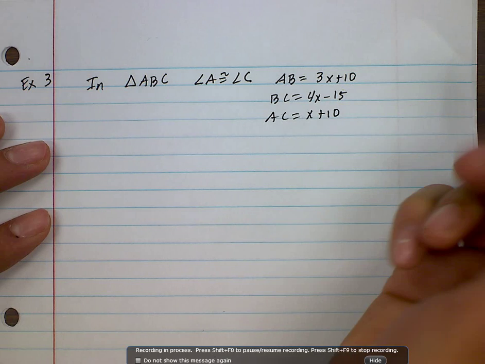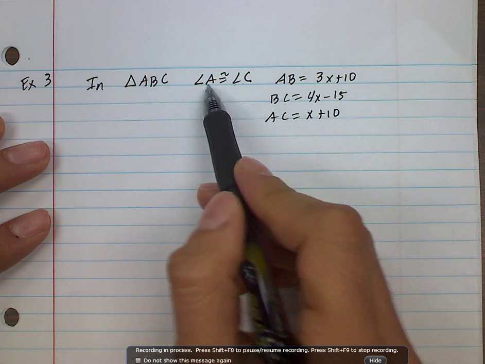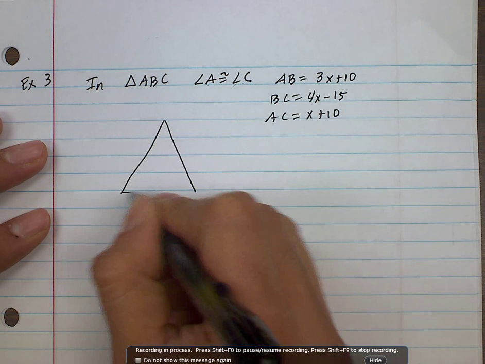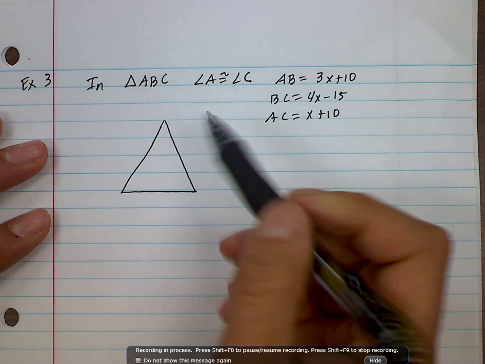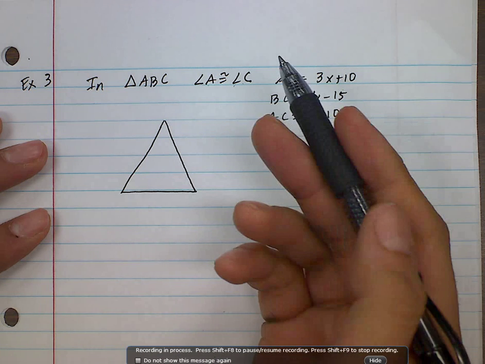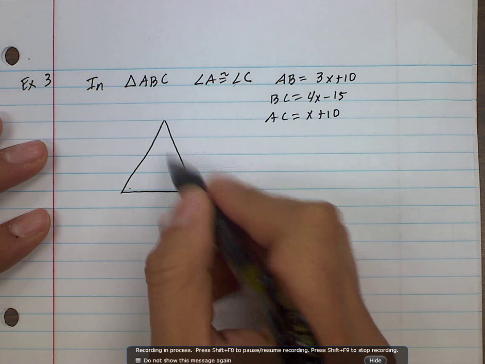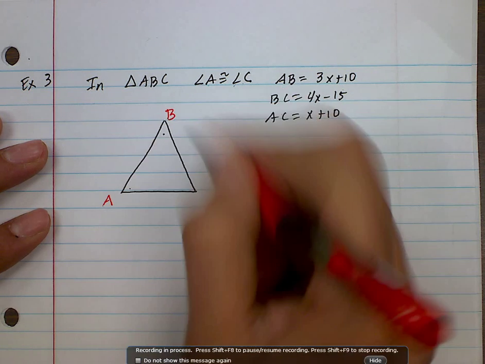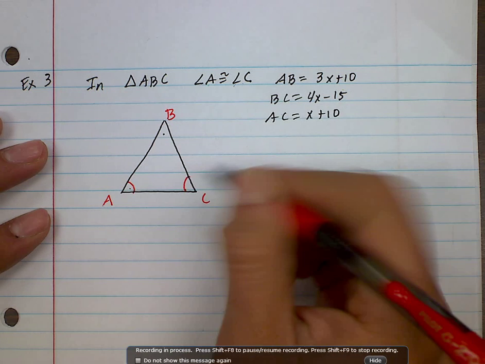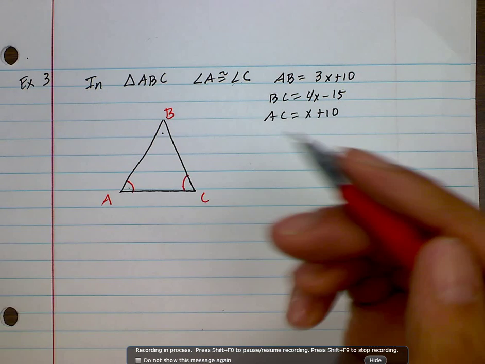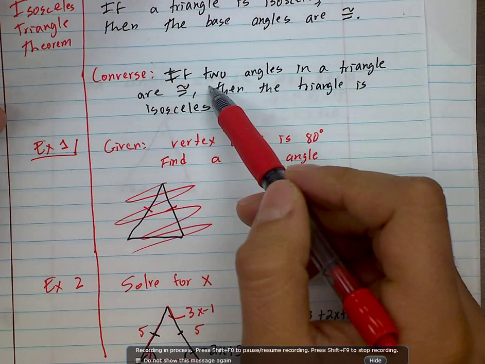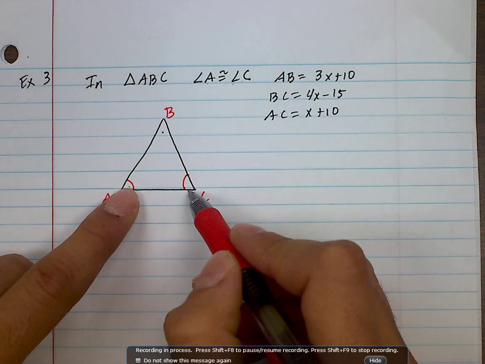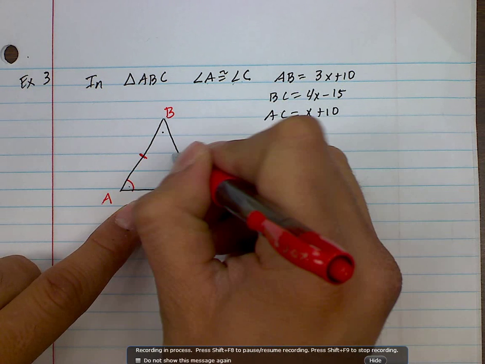Well, we know that two angles are going to be congruent, right? So I'm going to assume that this is an isosceles triangle. Well, if it's not an isosceles, it's going to be an equilateral, meaning all the angles are the same. But since we don't know that, we just know that angle A and angle C are congruent. And this one is when we apply the converse. It says that if two angles in a triangle are congruent, then the triangle is isosceles. So those two angles are congruent, so therefore this one is an isosceles.